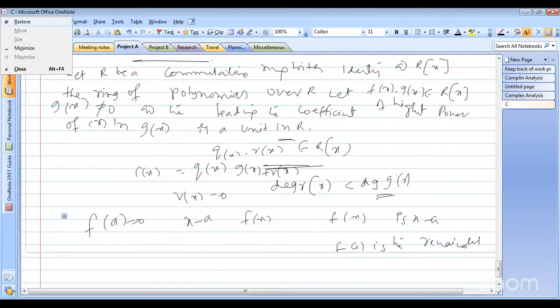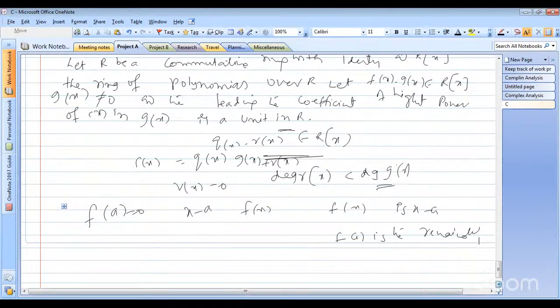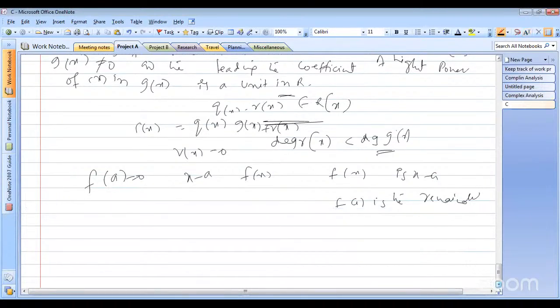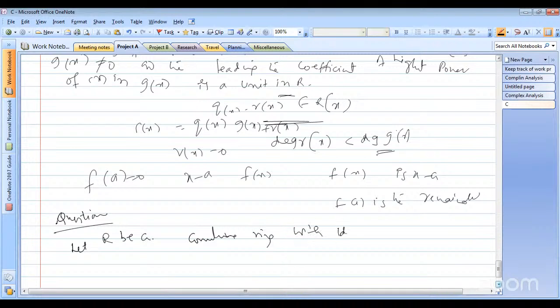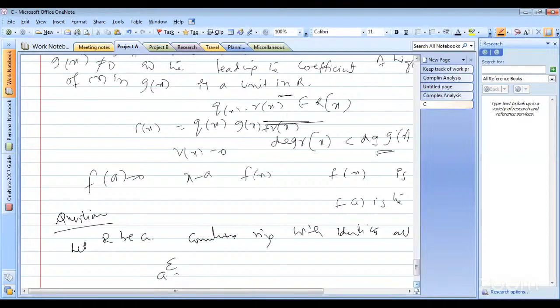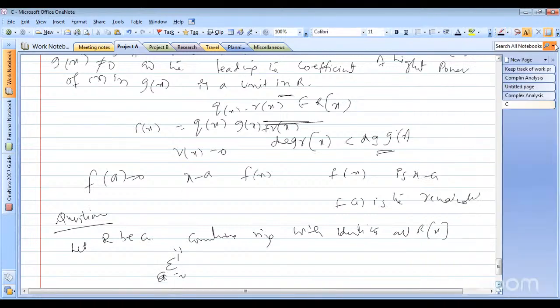One question. Let R be a commutative ring with identity and R[[x]] be the set of all formal power series, the sum of a_n x^n for n equal to 0 to infinity.